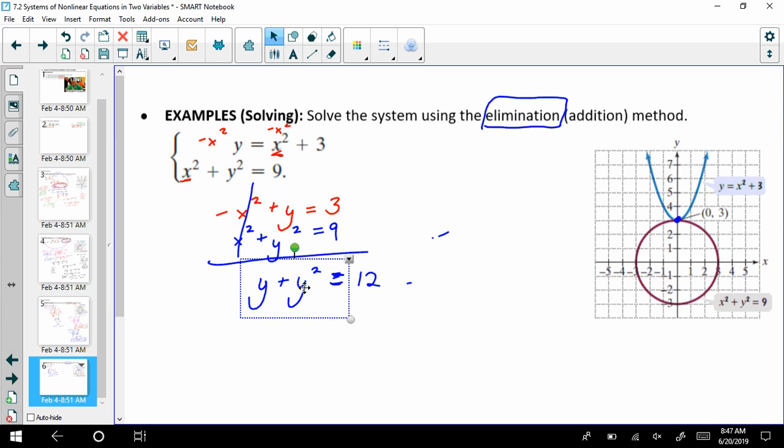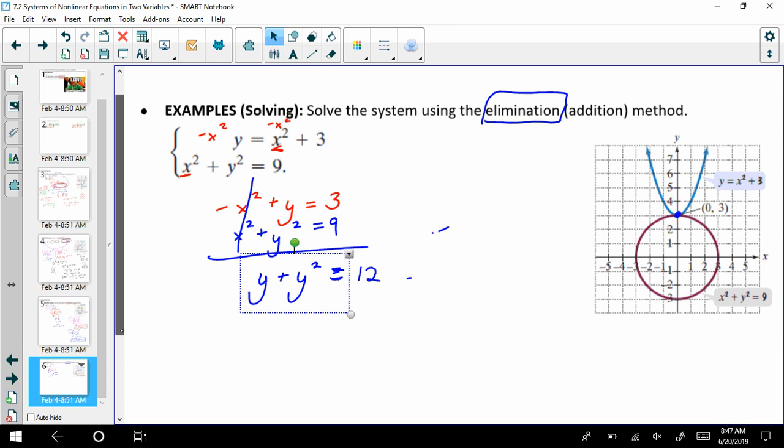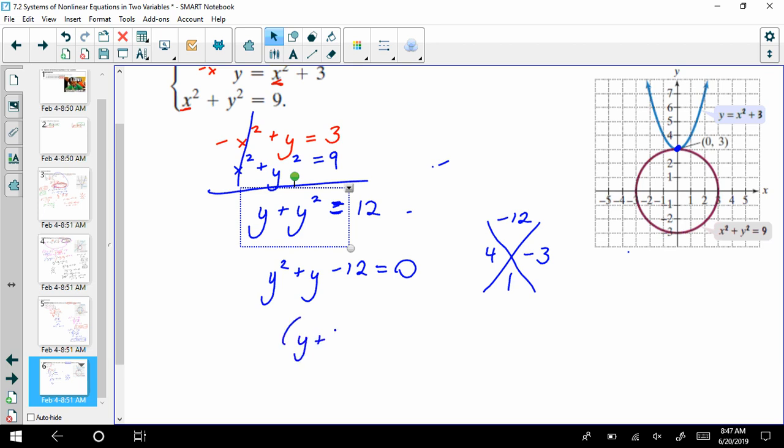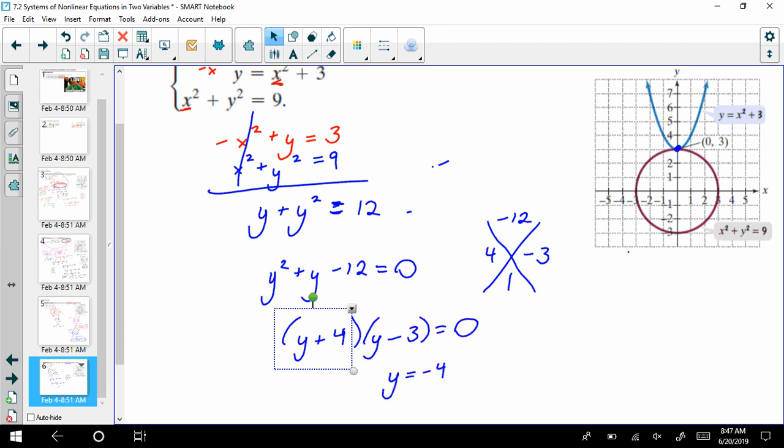Since I have something squared, something not squared, and a constant, I'm probably going to try factoring. So I want everything on one side, and I'm going to write it in order here. So I'm going to subtract the 12 over. And now we're ready to try factoring it. So I want to multiply to negative 12 and add to 1. That would have to be a 4 and a negative 3. So I get y equals negative 4 and 3.